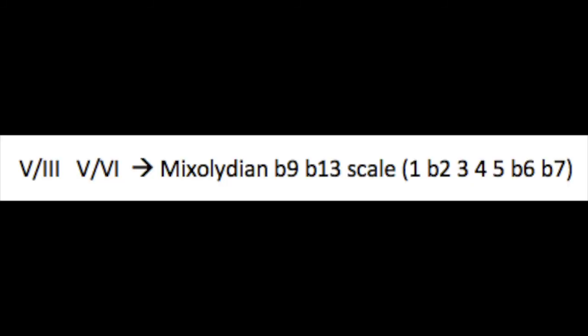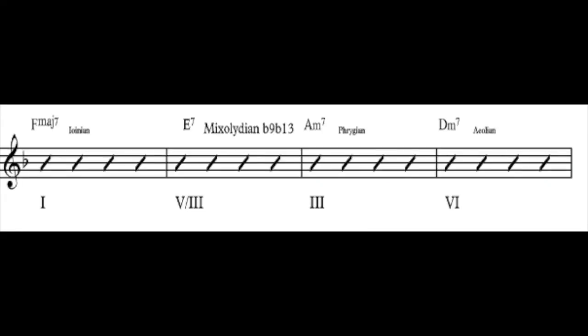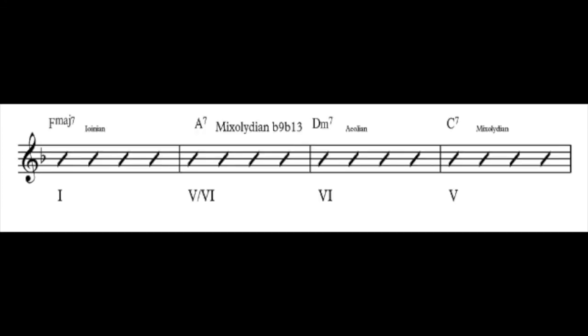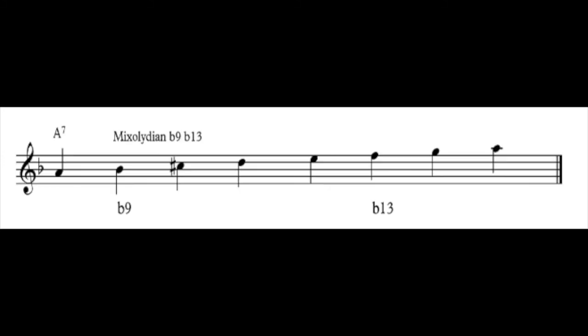For secondary dominants that go to the 3rd or 6th degree, we use Mixolydian flat 9 flat 13. In this example, we have E7, which is the 5 of the 3, so we play E Mixolydian flat 9 flat 13. Now we have the 5 of the 6, the A7 that goes to D minor 7, so we play A Mixolydian flat 9 flat 13.